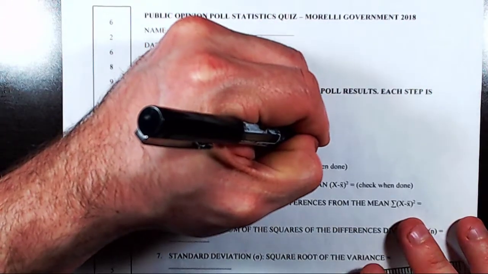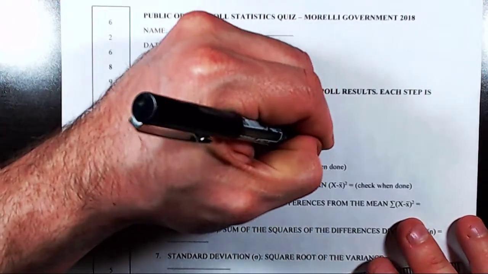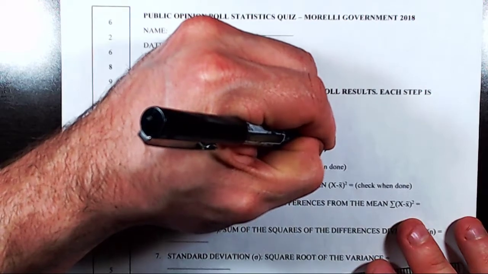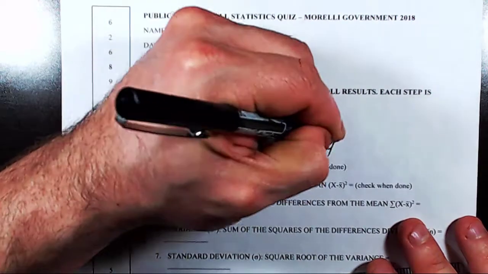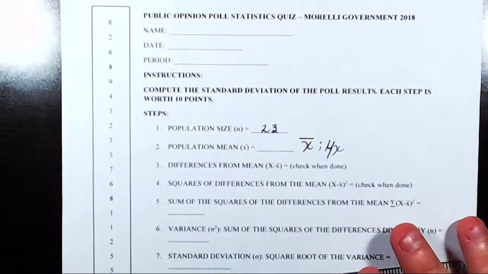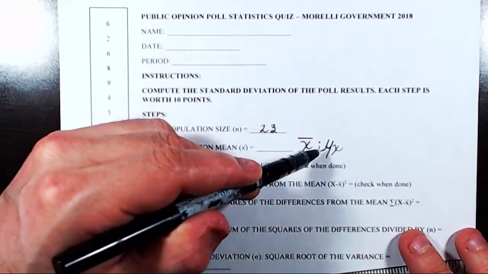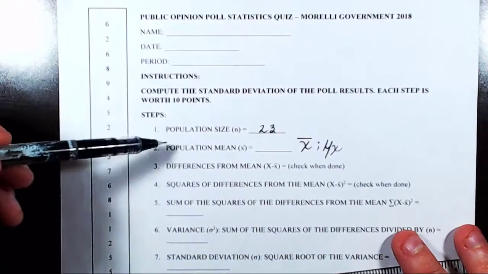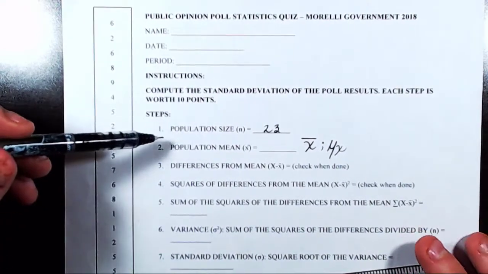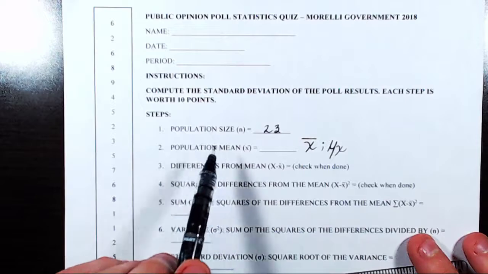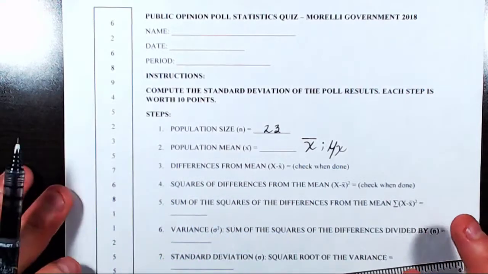Another way that this is often written is the Greek letter mu x, like that, mu x. So it's either x bar or mu x. For purposes of this demonstration, we're going to compute the population mean as opposed to the sample mean.